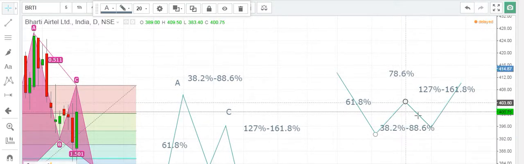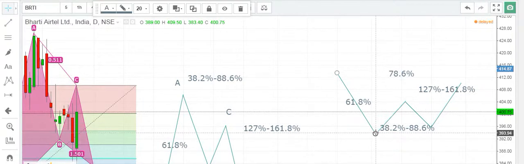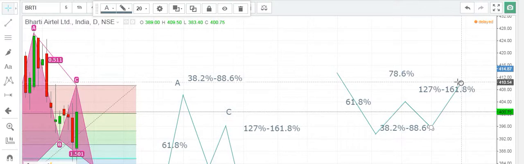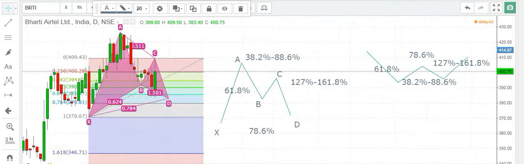Then again B to C, or Fibonacci extension between 127 to 161.8% should give you D. And then again you take the Fibonacci retracement of X to A. The point D should be double confirmed by being 78.6%. Don't worry, we will discuss this bearish Gartley pattern again with an example of a stock. Right now we have discussed the bullish Gartley pattern with Bharti Airtel on 20th of April.